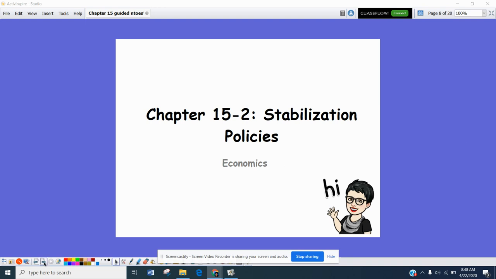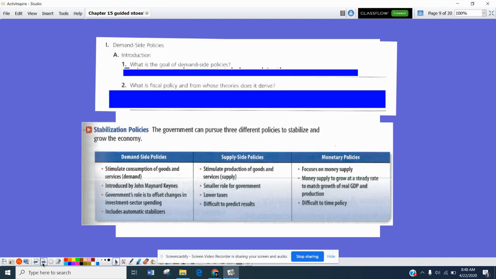Anytime that we talk about the economy, we've got to figure out some kind of policy to control the ups and downs cycles of economics. And it really comes down to looking at some different policies. We are going to look at the demand side policy, the supply side policy, and what is known as monetary policies. And each has its own benefits and limitations by all means.